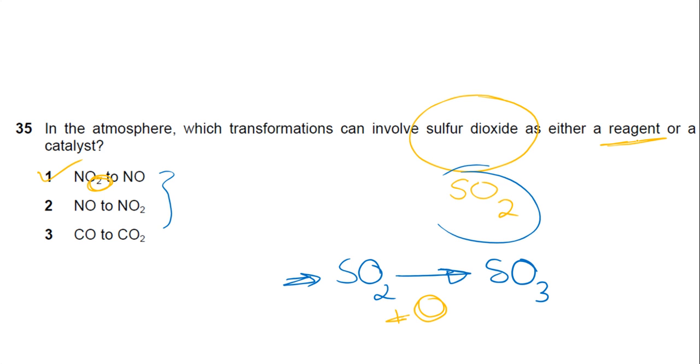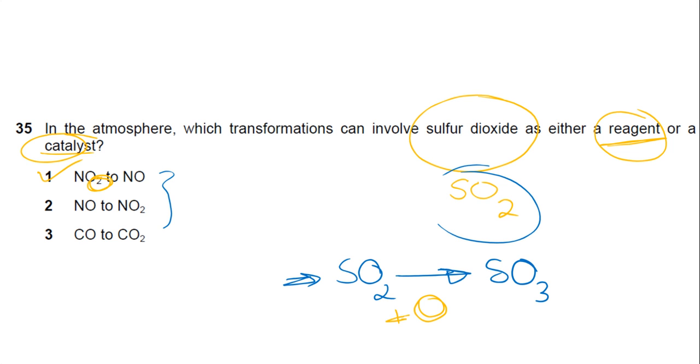So 1 is correct because it says reagent or a catalyst. Catalysts remain unchanged at the end of the reaction. So if it was only catalyst, then even 1 would have been wrong because the catalyst must remain unchanged chemically. But in this case, that's why they explicitly said catalyst or a reagent. So it can definitely act as a reagent, snatch away that oxygen and give you NO.